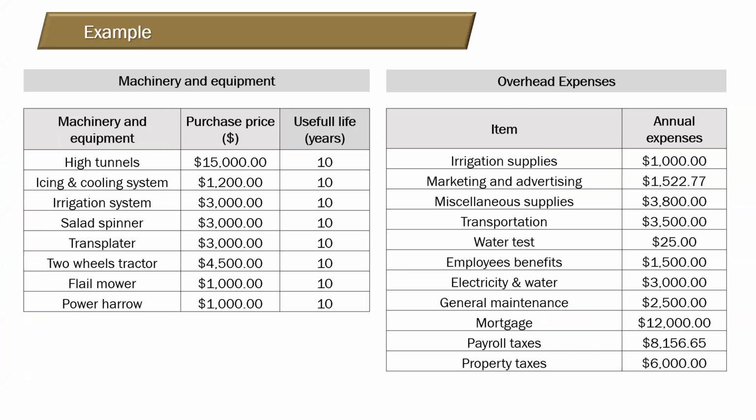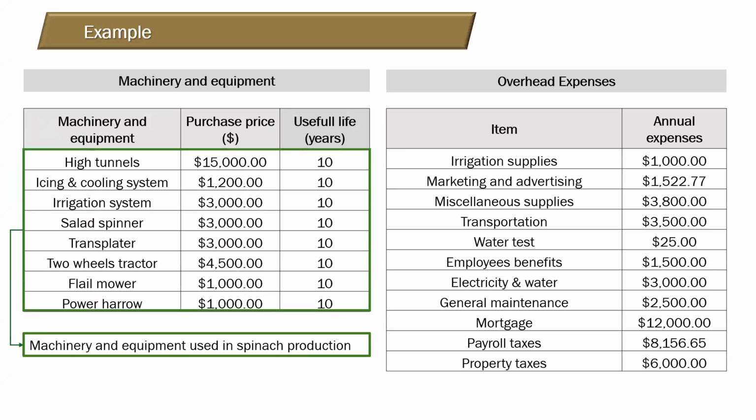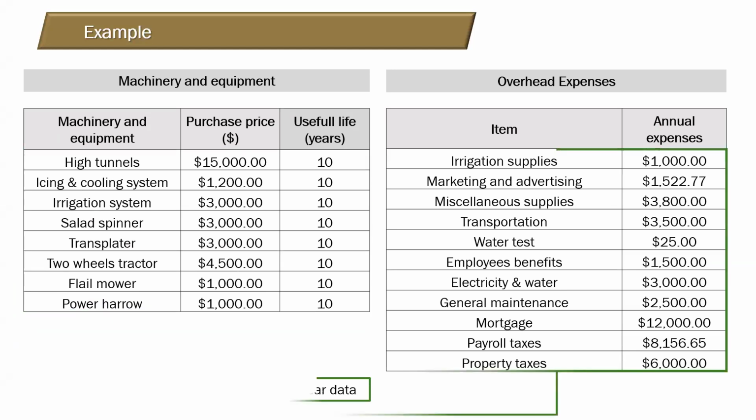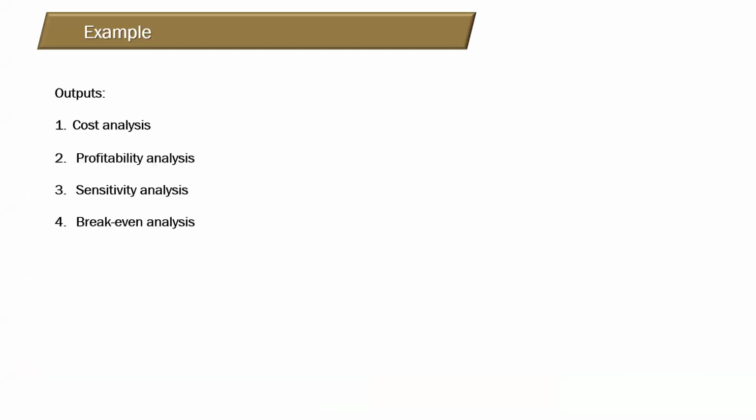In this case, high tunnels on this farm cost $15,000, icing and cooling $1,200, irrigation system at $3,000, and so on. So you list all your machinery and equipment values, and the calculator helps you calculate the equipment depreciation, which should always be factored into your production costs. Also important here are the indirect expenses, which are crucial for farm operation but not tied specifically to spinach. But it is very important to list the overhead expenses on an annual basis.